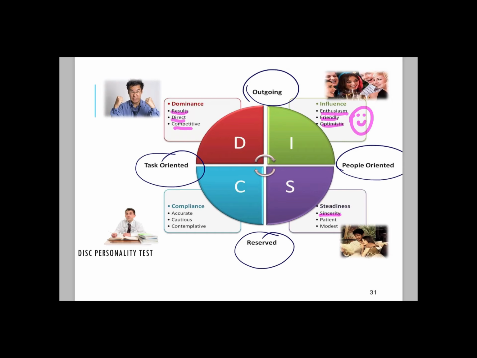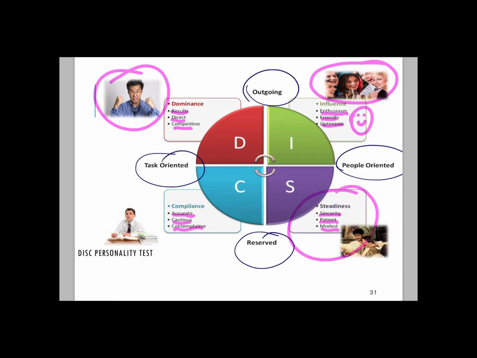And next is S, steadiness. Steadiness is sincere, patient and modest. A very warm person. Last one is compliance. Compliance is a characteristic of accurate, cautious, and contemplative. Okay, I show the picture that tries to explain the dominant, Jamyut, influence, Dara, steadiness, Sirani, and compliance, Risi.